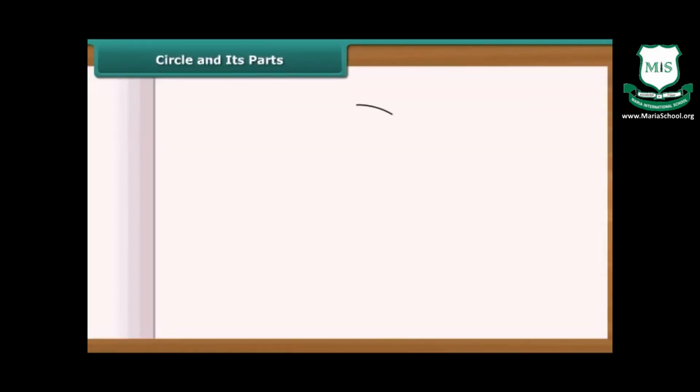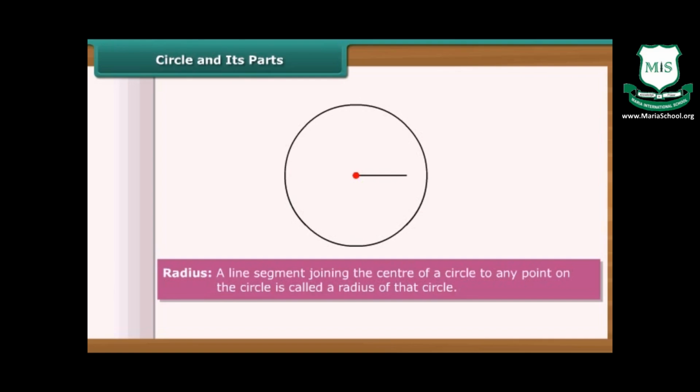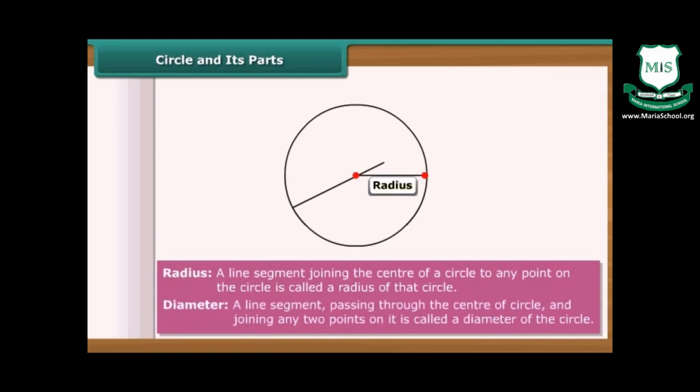Let us study one more shape. This is a circle. It is a simple closed curve which is not a polygon. Every point on the circle is at an equal distance from the center. A line segment joining the center of a circle to any point on the circle is called a radius of that circle. And a line segment passing through the center of the circle and joining any 2 points on it is called a diameter of that circle.